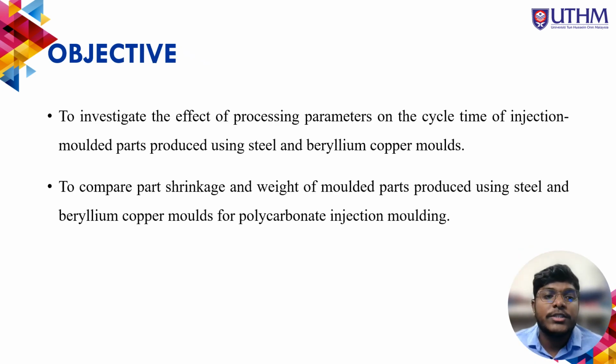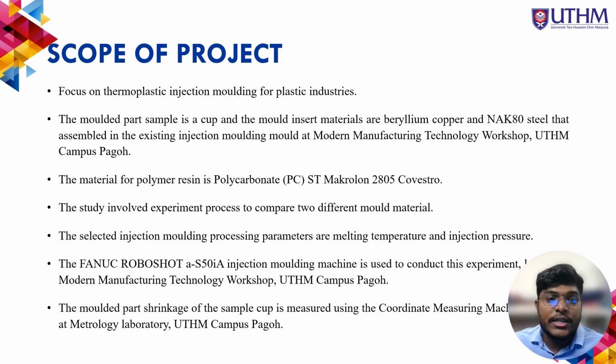The objective of this project. There are two objectives for this project. First, to investigate the effect of process parameters on the cycle time of injection molded parts produced using steel and beryllium copper molds. Secondly, to compare part shrinkage and weight of the molded parts produced using steel and beryllium copper molds for polycarbonate injection molding.